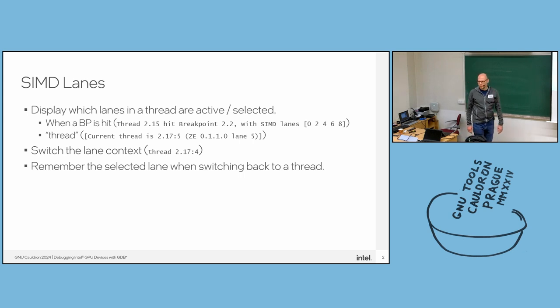Switching the lane context is available in our downstream debugger via the existing thread command. It already takes a thread ID, and we extended it with the colon notation. Optionally, if you put a colon and then the lane number, it will switch to that. And the selected lane of a thread is remembered. So if you switch away from it, but then switch back to it, that lane will be selected.